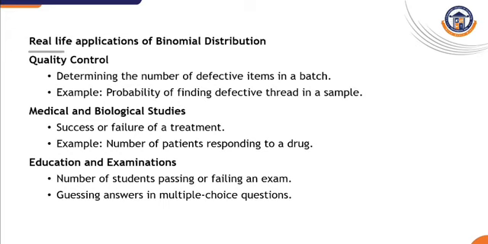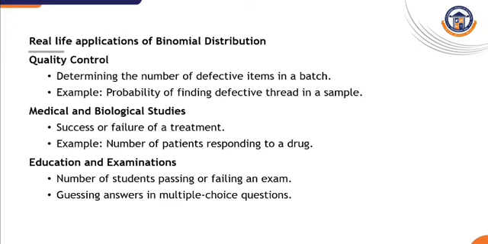Now the real-time applications of binomial distribution. The first one is in quality control, determining the number of defective items in a batch. We identify our defective items here. An example: the probability of finding a defective thread in a sample from an entire lot of packs.